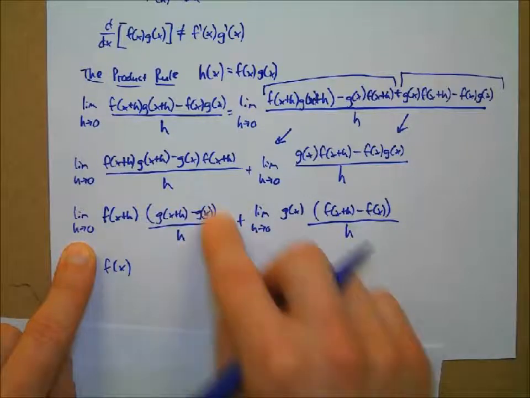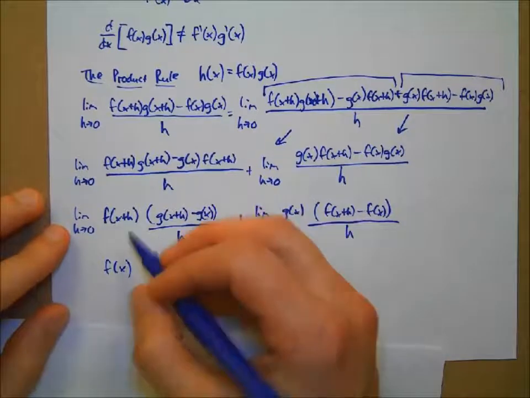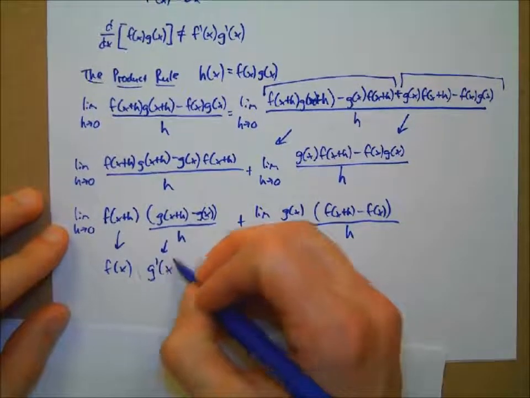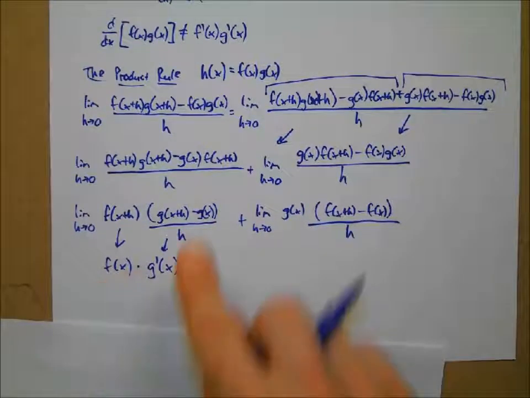It's the derivative of what? G. Of just g. Yeah, it's g prime. So this becomes that. This becomes g prime. Right? F times g prime. Because again, we're taking the limit as h approaches 0 of that.